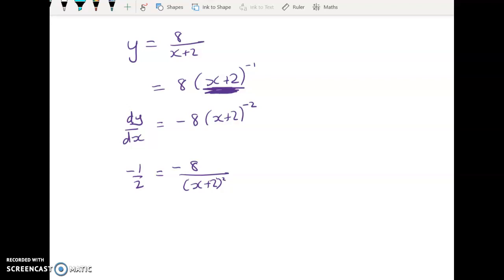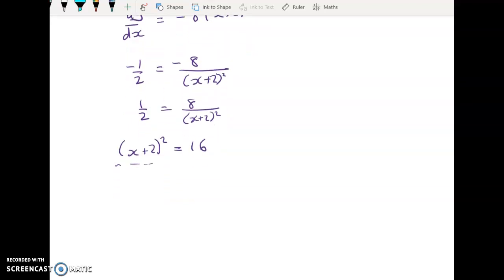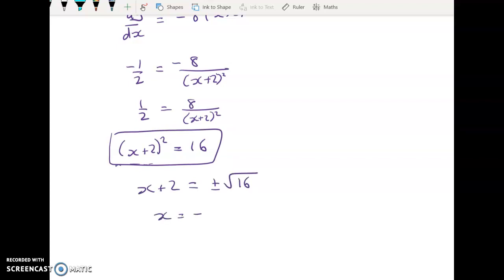Okay, so multiplying everything through, I get first of all, 1/2 is equal to 8 over (x plus 2) squared. That gives me (x plus 2) squared is equal to 16. Now you could go ahead and expand everything here and then refactorize, or you could just say, well, I'm nearly finished with what looks like completing the square thing. So x plus 2 is equal to plus or minus root 16. x is equal to negative 2 plus or minus 4.